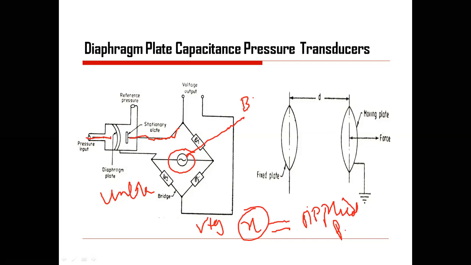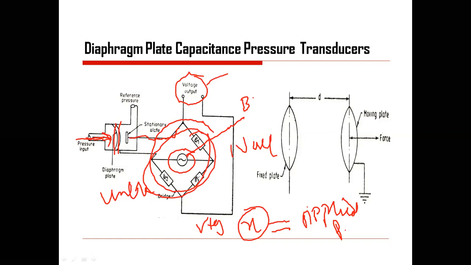So the stationary plate is not going to move. Only the diaphragm is going to move. At the initial condition, when there is no deflection and our diaphragm is in this particular position, the output of the bridge is null. So we are not going to get any voltage output at this condition. As soon as we apply a pressure, this bridge is going to become unbalanced, and the unbalanced bridge will generate the output voltage.